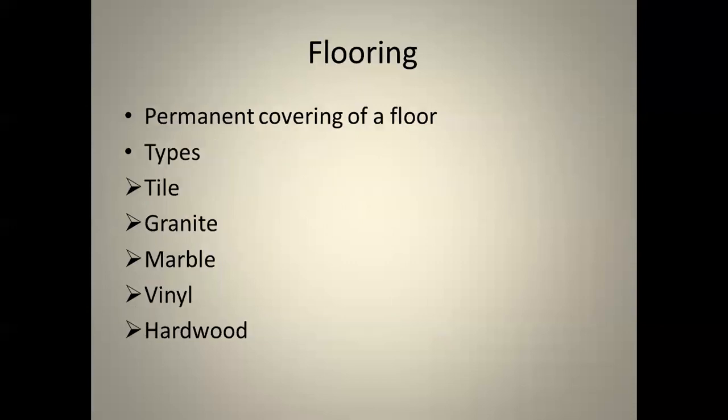Next is flooring. The permanent covering of a floor is known as flooring. If we do flooring, it is easy for us to clean and maintain the floors. The types we can have are tile, granite, marble, and we can also have vinyl. Vinyl is used for the multi-purpose hall and for the play area and all. And we can also go for hardwood for the flooring.